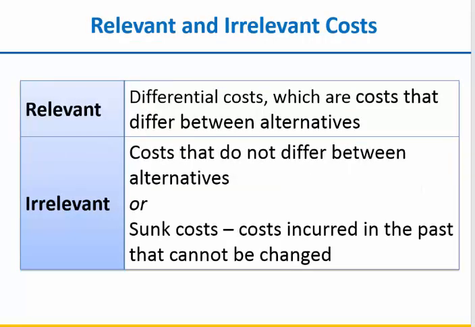The next classification is relevant and irrelevant costs. Some costs actually are relevant in decision making. Differential costs are costs that differ between alternatives. For example, this manager needs to purchase raw materials. Say there are 3 different suppliers, supplier A, B, and C. They all sell the same quality raw materials. Keep one thing in mind: same quality raw materials. And they all have good reputations in customer service and all kinds of things.